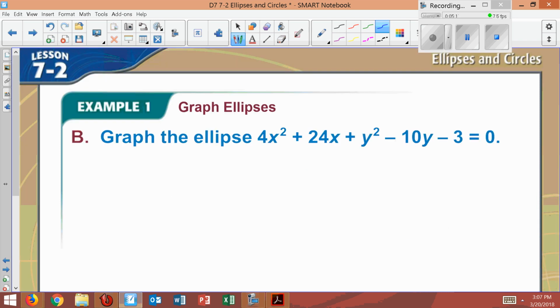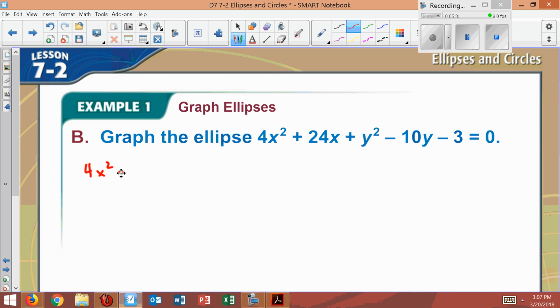Let's look at part B. This time the formula is given to us and it's in this crazy form. So we're going to talk about what we did last class. We're going to first put our pairs together. And they're already in order. So I'm just going to put a blank here for a C.